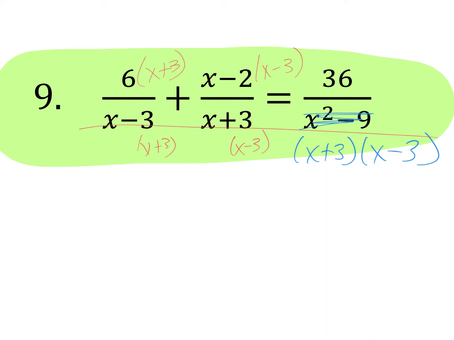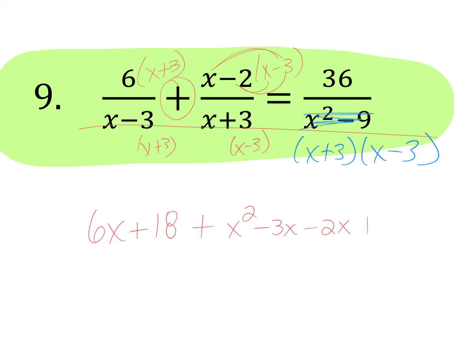We're going to distribute the 6, so I have 6x plus 18. Notice this is a plus here, so I got a big plus. If it was a minus, you'd have to distribute a negative. But now FOIL. X times x is x squared. X times negative 3 is minus 3x. Negative 2 and x is minus 2x. Negative 2 and a negative 3 is plus 6. And I have equals 36.